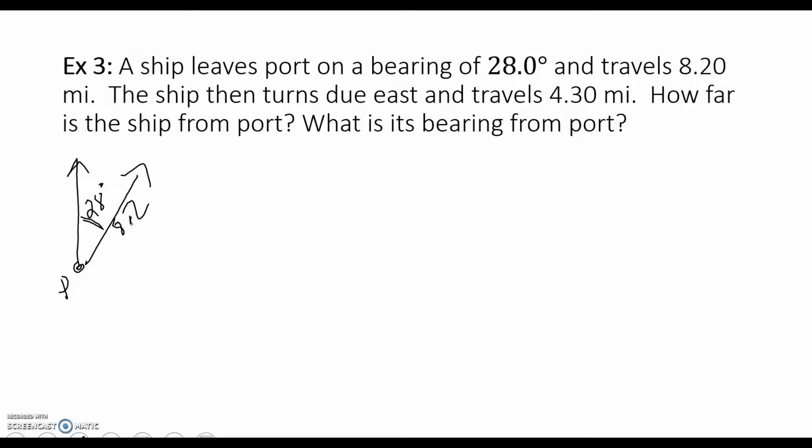Then it turns due east. So due east means from this point, it starts to go directly east, and it travels for 4.3 miles. Alrighty. How far is the ship from port? So we want to know, what is the distance from this point P to this point right here?